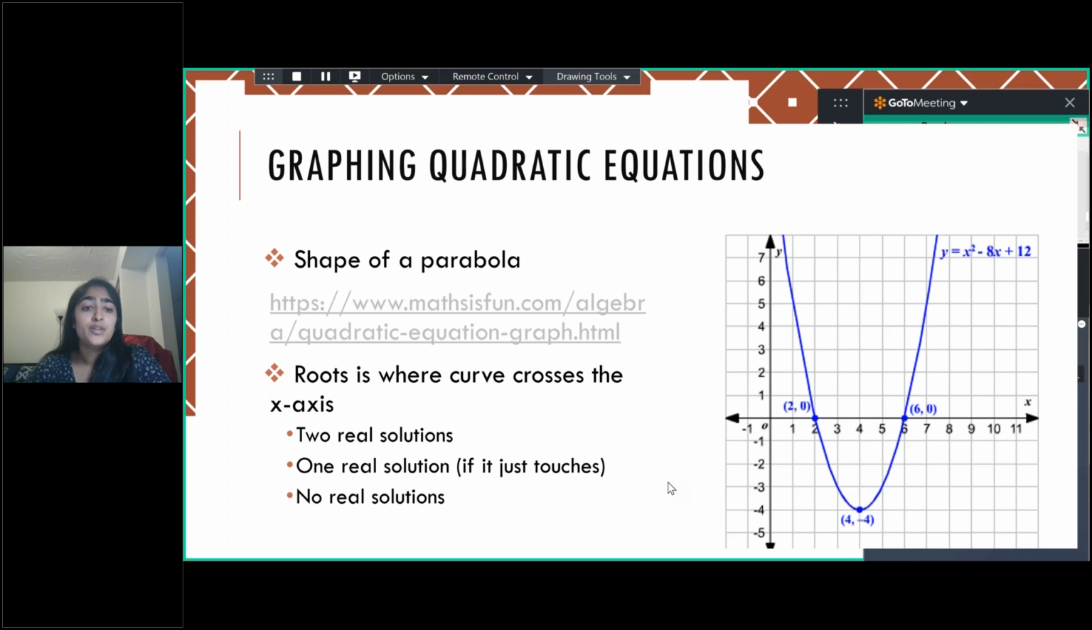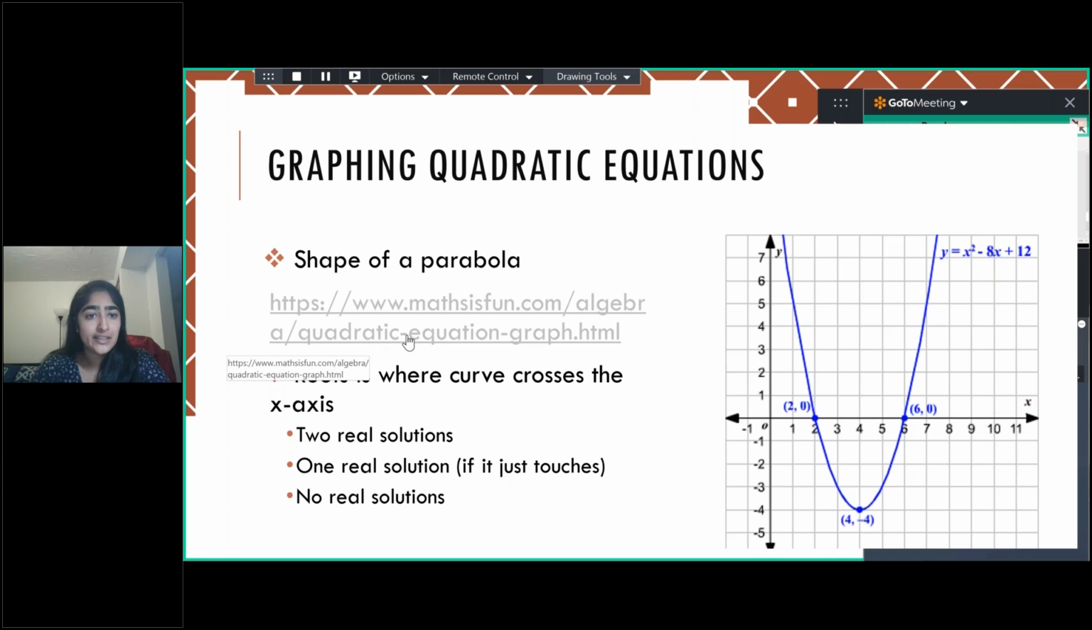negative 4. But you can also have one real solution, which is where the vertex basically touches right at the x-axis. So it doesn't touch anywhere else, just one point on the x-axis. And then you can also have no real solutions, where it doesn't pass through the x-axis at any point.